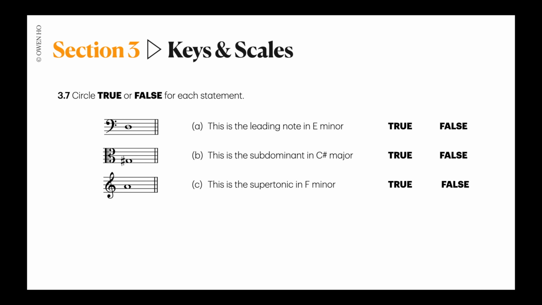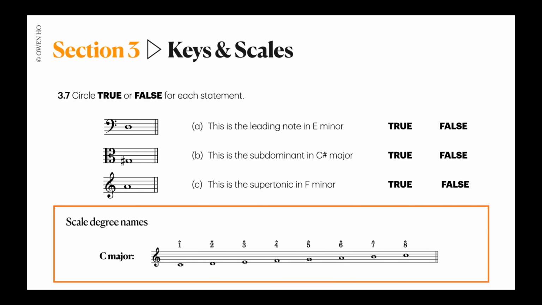In order to answer questions like this, we need to learn what we call the scale degree names. Each note in a scale has a name. Let's take C major as an example. The first note is called the tonic. The second note is called the supertonic. The third is called the mediant. The fourth is called the subdominant.